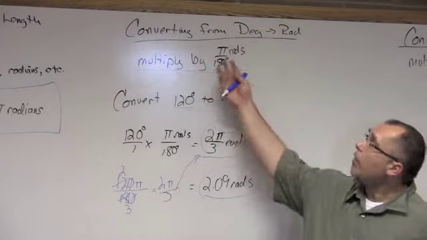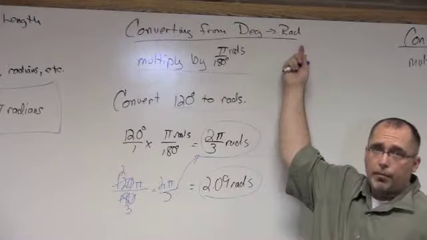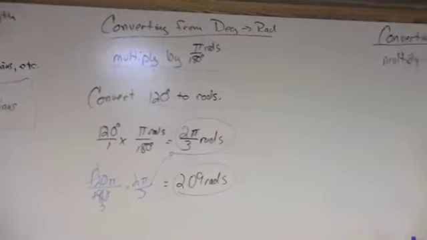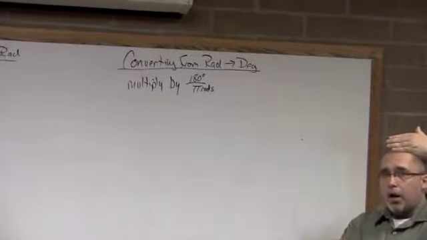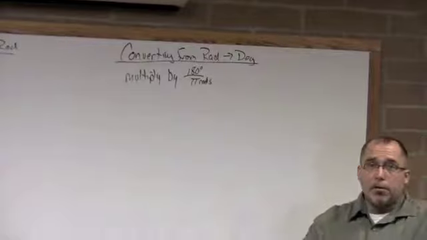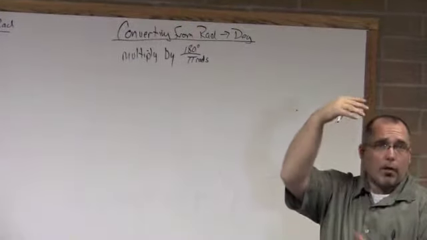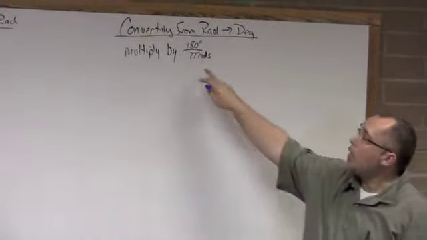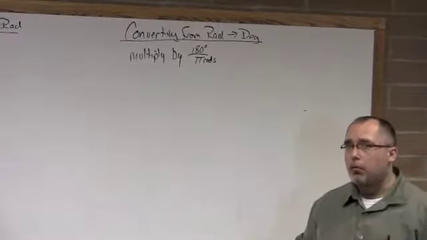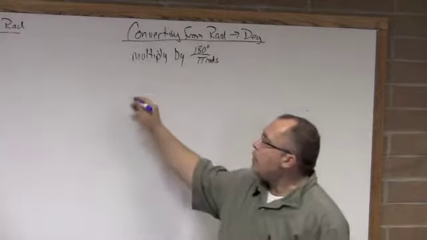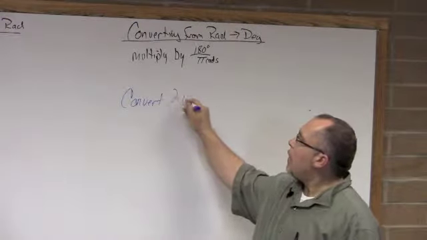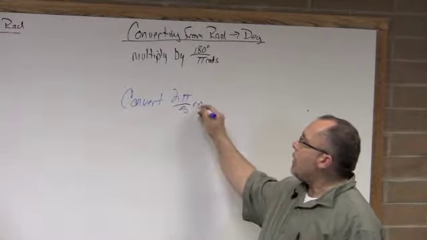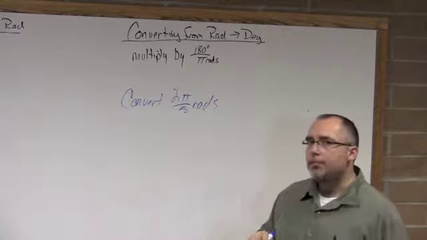Now that's going from degrees to radians. Let's now look at doing the reverse, going from radians to degrees. And then from degrees to radians, we multiply by pi over 180. To go from radians to degrees, you simply multiply by the reciprocal. That is 180 over pi, or 180 degrees over pi radians. Say I ask you to convert 2 pi over 5 radians to degrees.